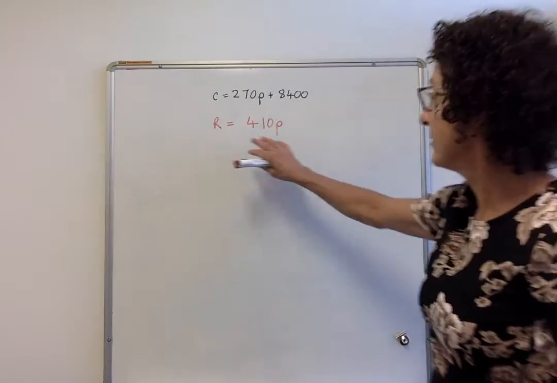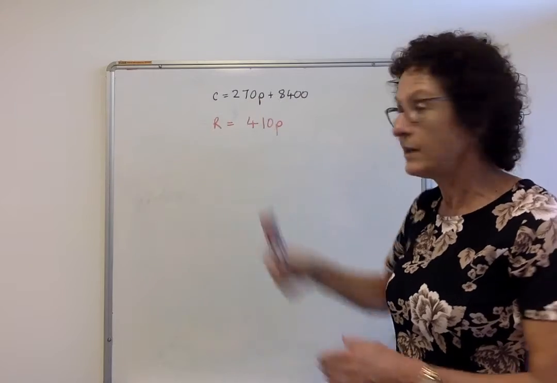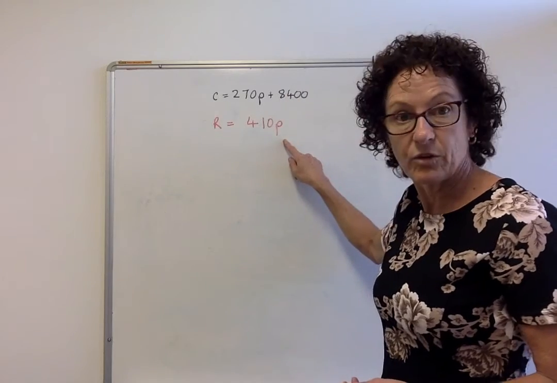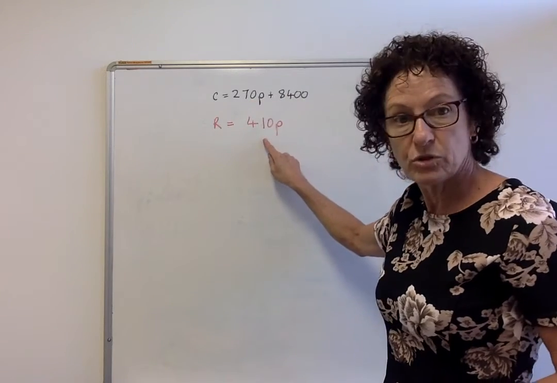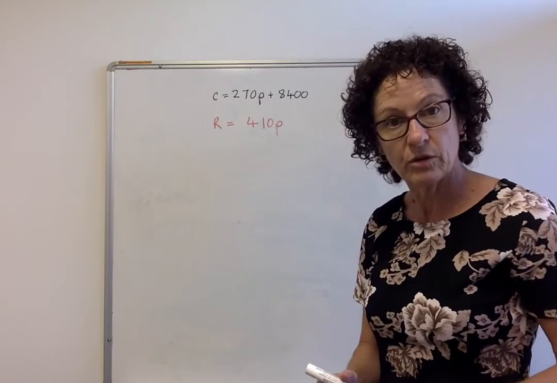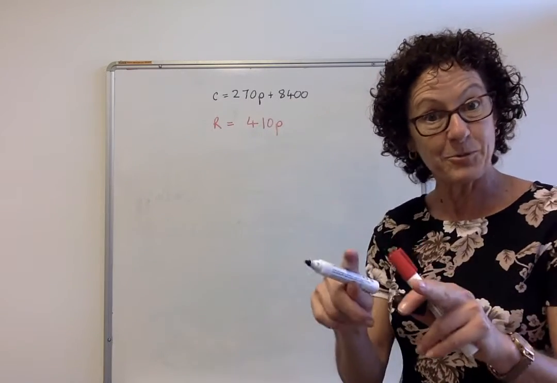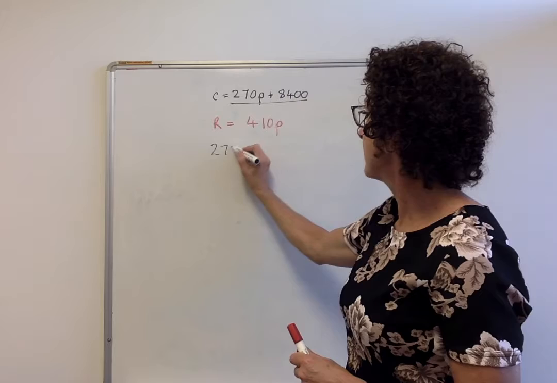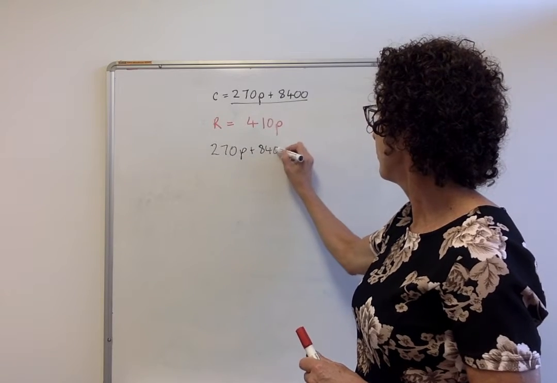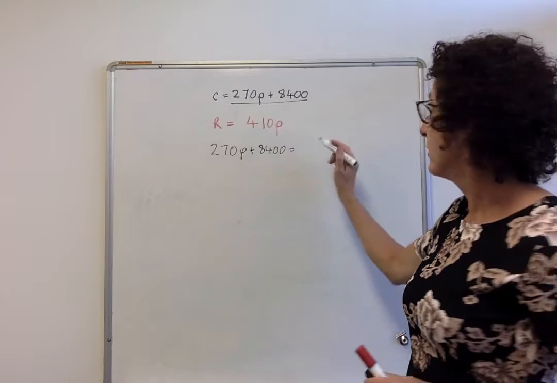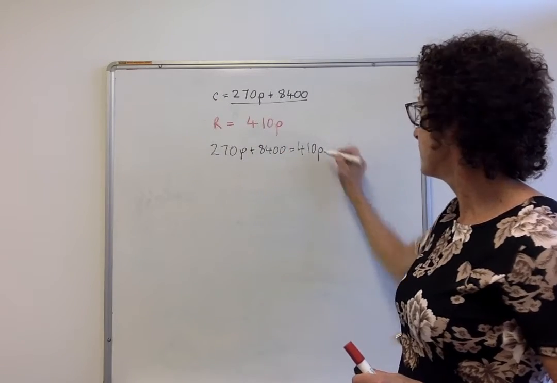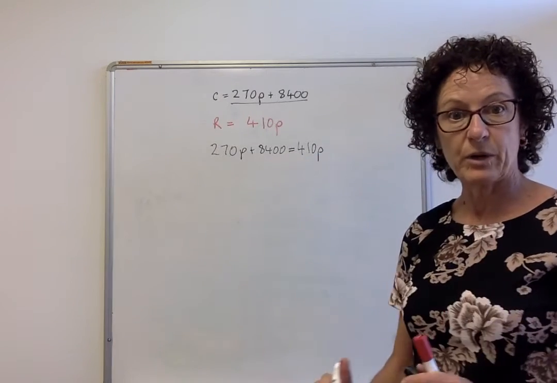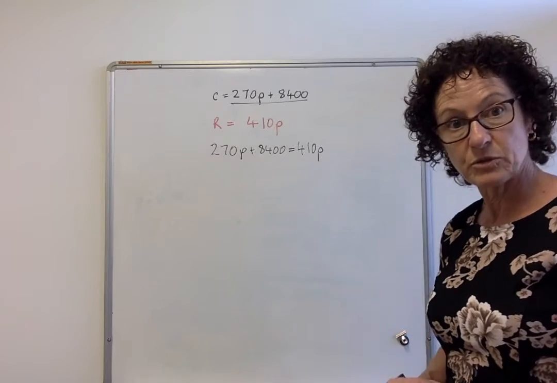So if you have a little look up here, I've got the 2 equations written here. This is my cost equation for my laptop computers. This is my revenue. If I make these 2 equal to each other, the cost equal to the revenue, I should find the break-even point. So let's put our algebra to work. So I have this cost, 270p plus 8,400, equaling my revenue, which is 410 times p. If I make these equal to each other, I should find the break-even point.